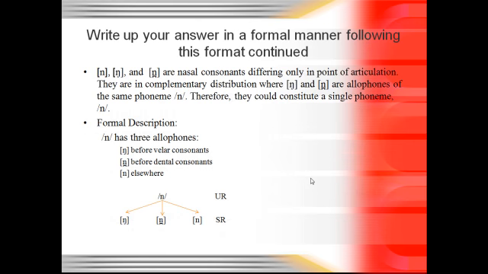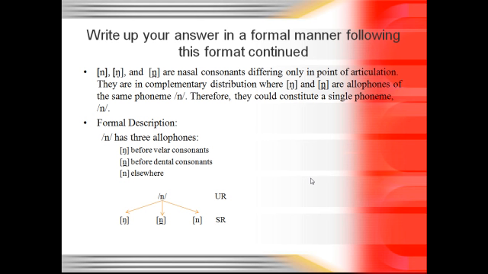And then after this, I want you to write out your answer in a formal manner, with this format. You start doing things like this: N and N are nasal consonants, differing only in point of articulation. They are in complementary distribution, where N and N are allophones of the same phoneme N. Therefore, they could constitute a single phoneme. This is the thing that I want you to pay attention to. This is a format. Maybe all of you would have this. That depends if they are in complementary distribution. What about if they are minimal pairs?